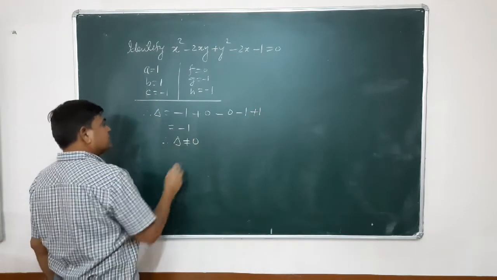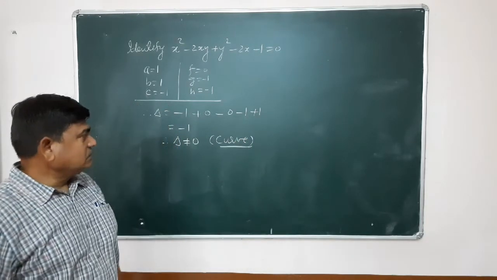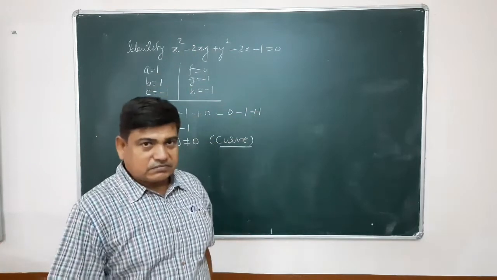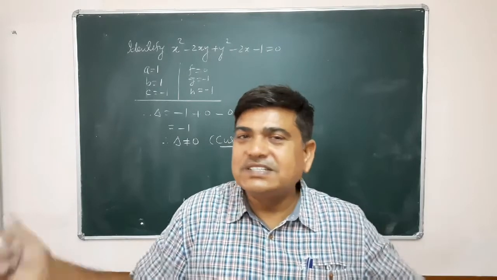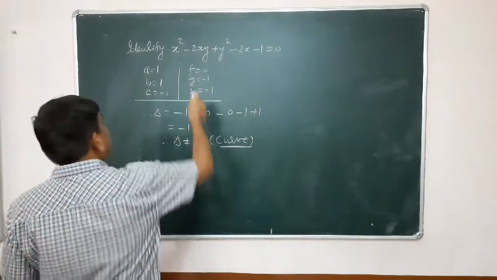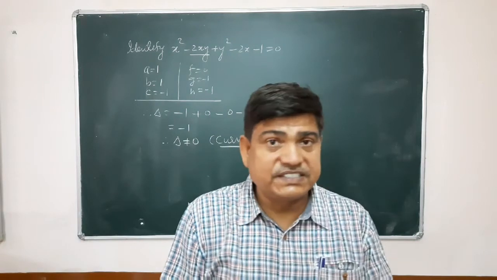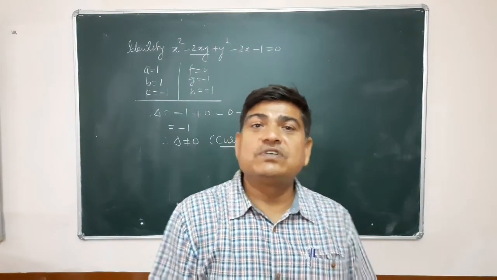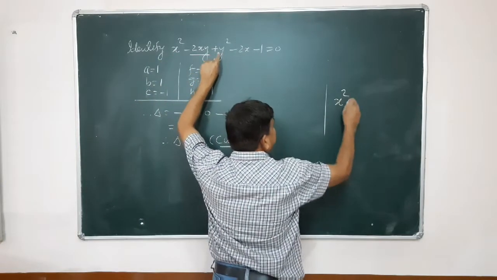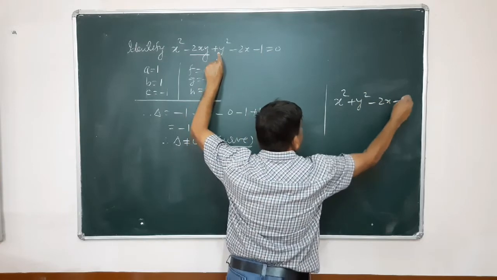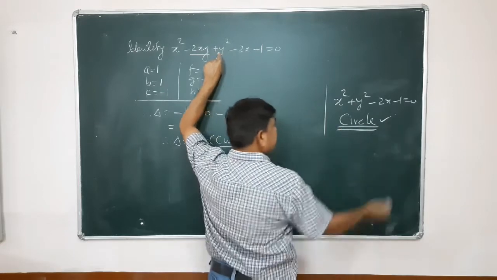Therefore delta is not equal to 0. If you look at the equation and I ask, is it a circle? No, this is not a circle because xy is present here. In the equation of a circle, xy must be absent. The coefficients of x square and y square must be equal. Suppose the equation is like this: x square plus y square minus 2x minus 1 equals to 0. 100%, this is a circle.